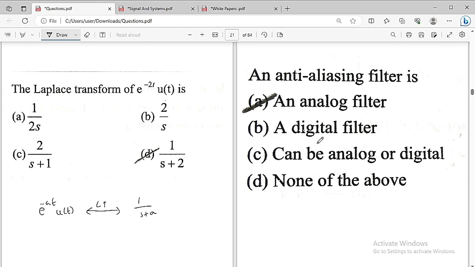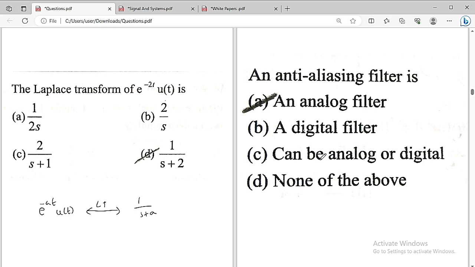Now let's solve the other question. See the question here: an anti-aliasing filter is. Option A, an analog filter. Option B, a digital filter. Option C, can be both analog or digital. Option D, none of the above. So there are 4 options. An anti-aliasing filter is always an analog filter only, but not a digital filter. This is the correct solution of this question.